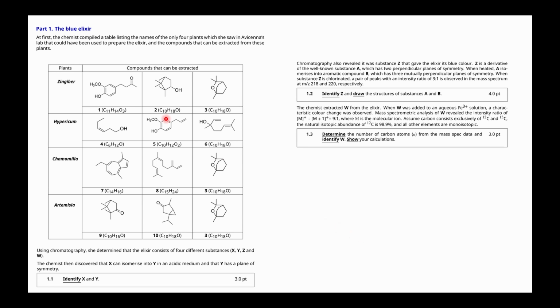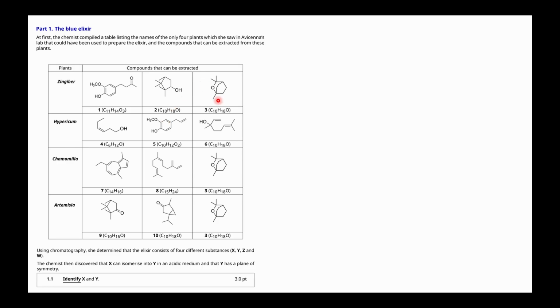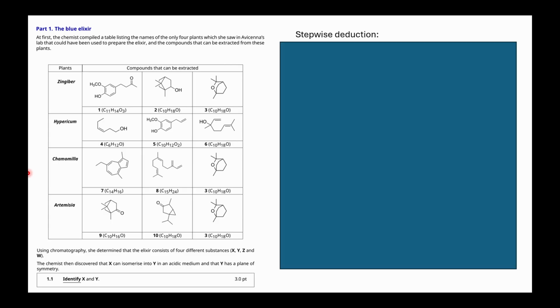So let's just begin with a solution to the first part. 1.1, identify X and Y. When I am given a lot of information, such as this huge table here, I like to draw myself a little flowchart. That will help me deduce things step by step very well.